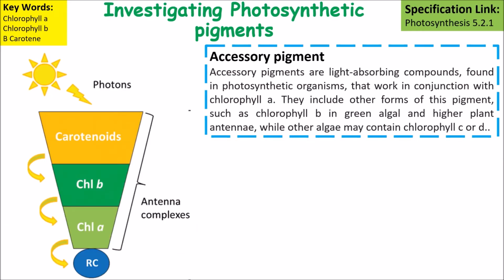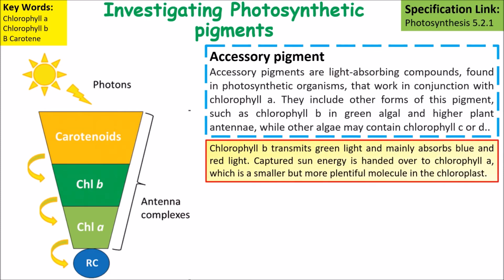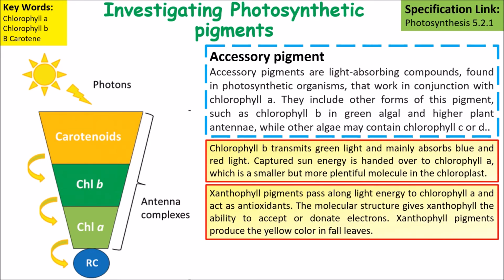Accessory pigments are light-absorbing compounds found in photosynthetic organisms, like we've just said. Chlorophyll B transmits green light and mainly absorbs blue and red light. Xanthophyll pigments pass along the light energy to the chlorophyll and act as antioxidants. The molecule structure gives xanthophyll the ability to accept or donate electrons.